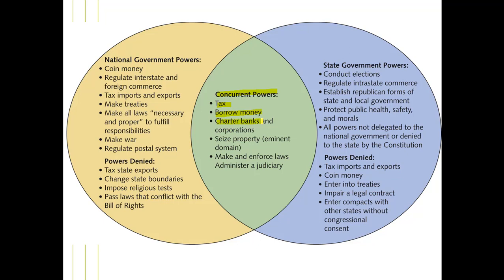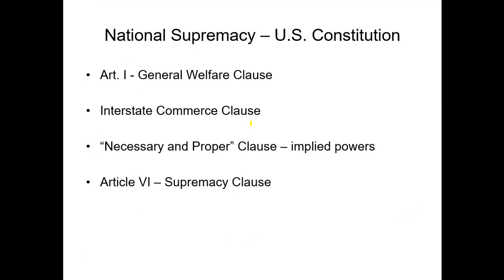They can do other things like chartering banks and licensing corporations. They can also have the power of eminent domain in each state. State can take property as long as they compensate fair market value. So those are some of the examples of concurrent powers there.